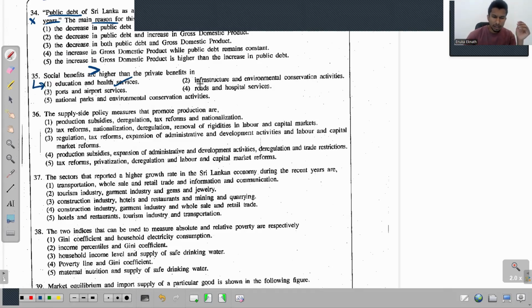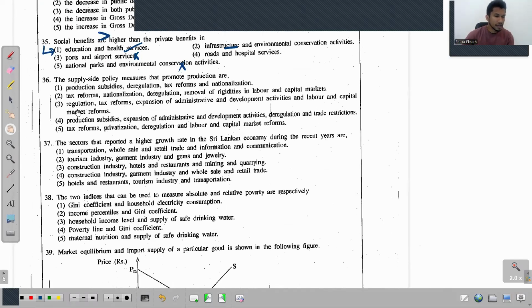But we will go through the other options. Infrastructure and environmental conservation activities. Those are not examples for merit goods. The second one, ports and airport services. No, those are not examples for merit goods. Road and hospital services. No. National parks and environmental conservation activities. No. Once again, these are not examples for merit goods.